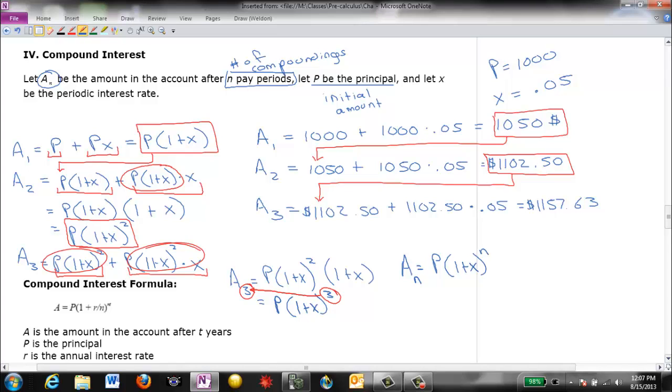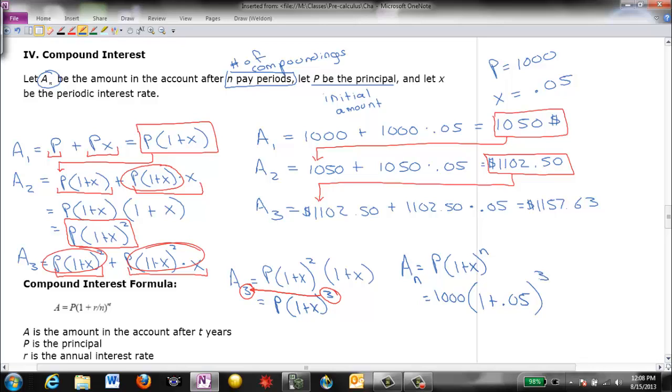So here we go. Let's test it out. Let's see if our formula works. Now, according to our numeric example on the right-hand side, if I do 3 compoundings in this manner, I should get $1,157.63. So let's go ahead and give it a try. Our initial investment P is 1,000 times, and then I have (1 plus). Now my interest rate is 0.05, right? So I'm going to enter that in for x, and the number of compoundings is 3.